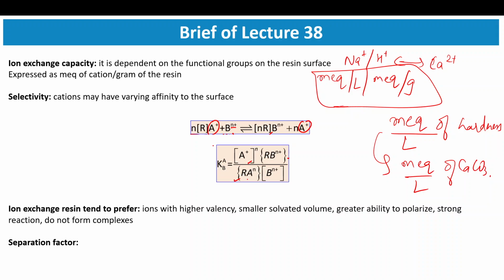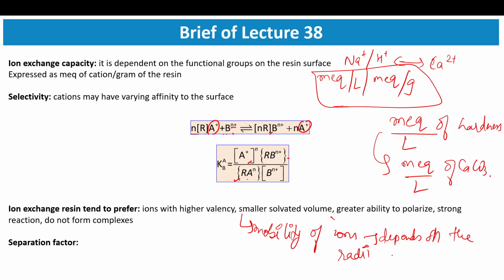Also the ion exchange rate and the affinity depend on the valency and on the mobility of ions. The mobility of ions depends on the radii. And here, since ions are present in water, this radii will be like all the ions.